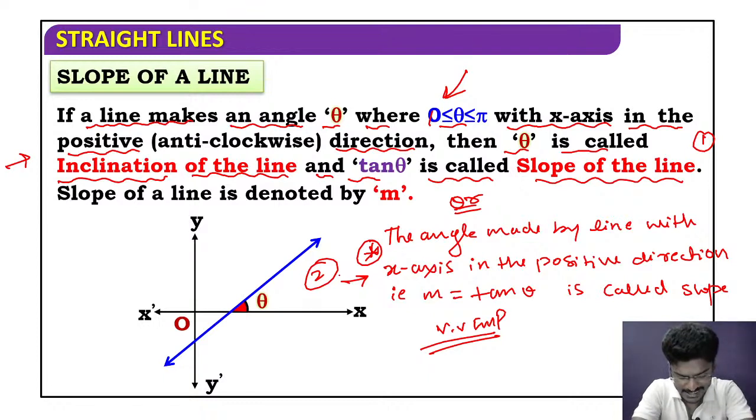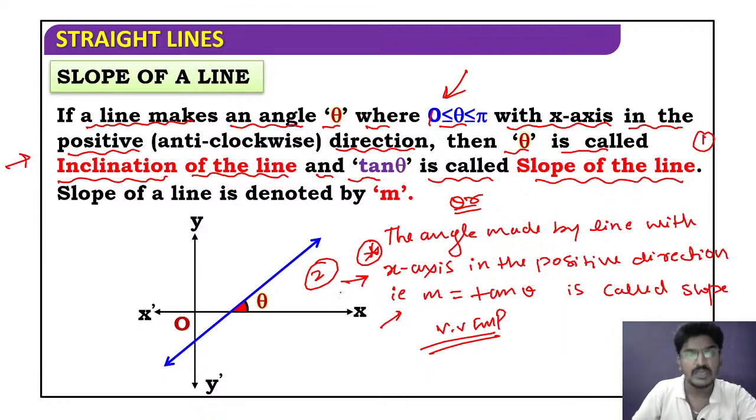Most of you are telling that the second definition is very easy, and you can read both also, no problem. Some of you are telling the first one is easy, no problem, but most of the students are telling the second one is easy. Okay, so no problem. You can follow the second definition also. That is, the angle made by line with x-axis in the positive direction, that is m equal to tan theta, is called slope. So you can follow your second definition and you can write it.